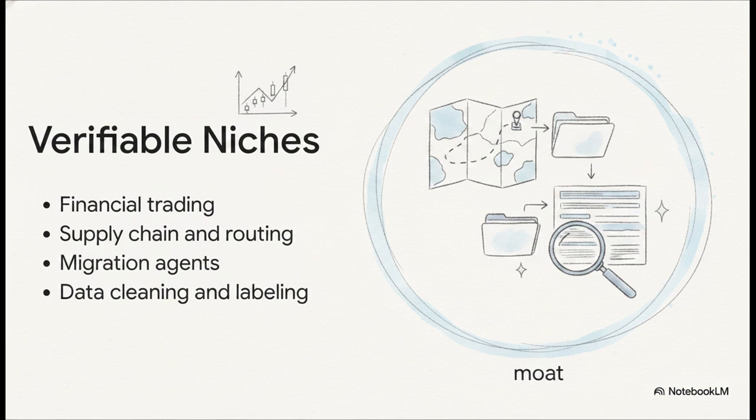By 2026, industries like financial trading, complex supply chain routing, continuous integration, and heavy data cleaning are primed for custom reinforcement learning environments. If you have deep domain expertise in a specific, verifiable niche like these, that is exactly where you should build your agentic systems.